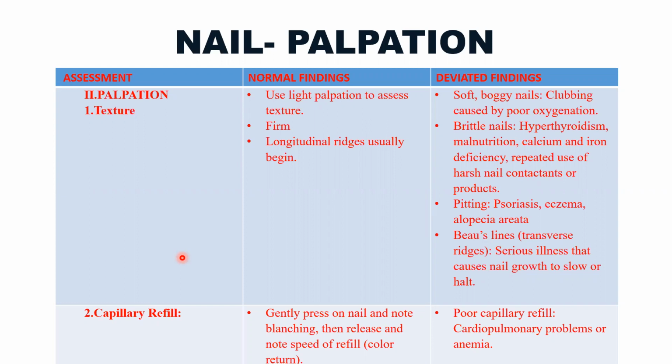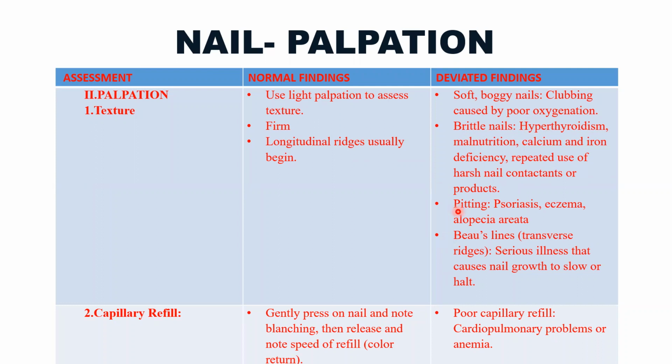When it comes to palpation, first is the texture, and the second is the capillary refill. Use light palpation to assess the texture. It must be firm. Longitudinal ridges should usually be absent. What are the deviated findings? Soft, boggy nails, that is clubbing caused by poor oxygenation. Brittle nails, caused by hypothyroidism, malnutrition, calcium and iron deficiency, or repeated use of harsh contactants or products.